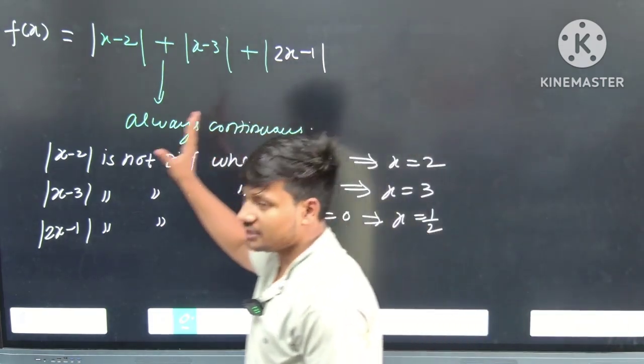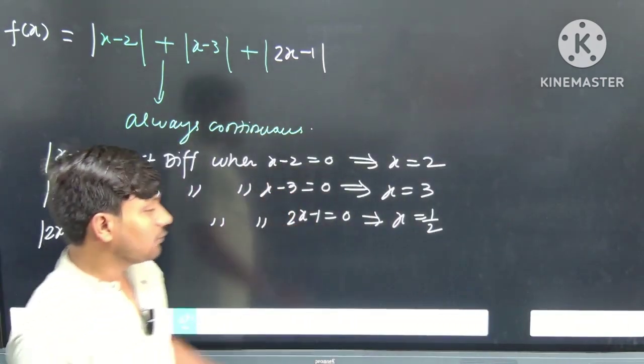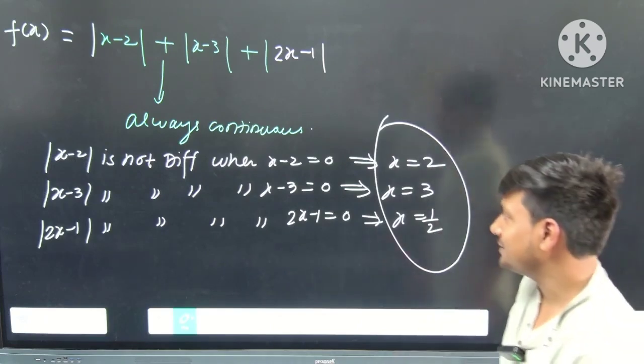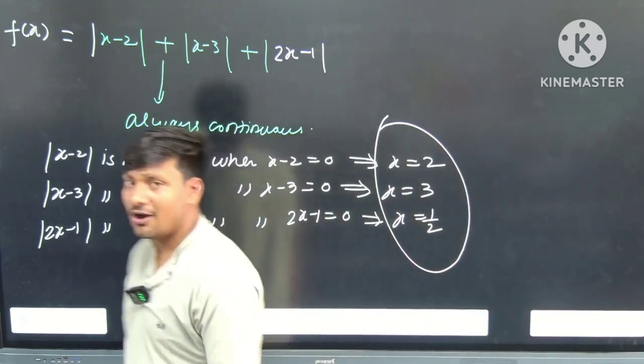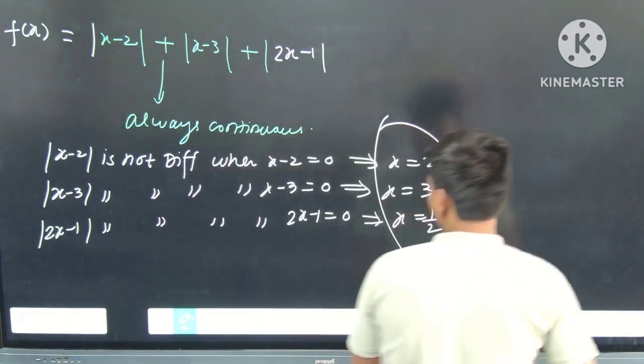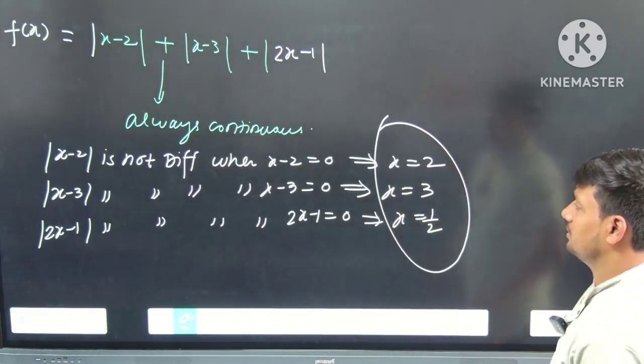So this function is not differentiable at x equal to 2, x equal to 3, and x equal to 1 by 2. At these 3 points, this function is not differentiable. I hope it is clear to everyone. Now move to the next question.